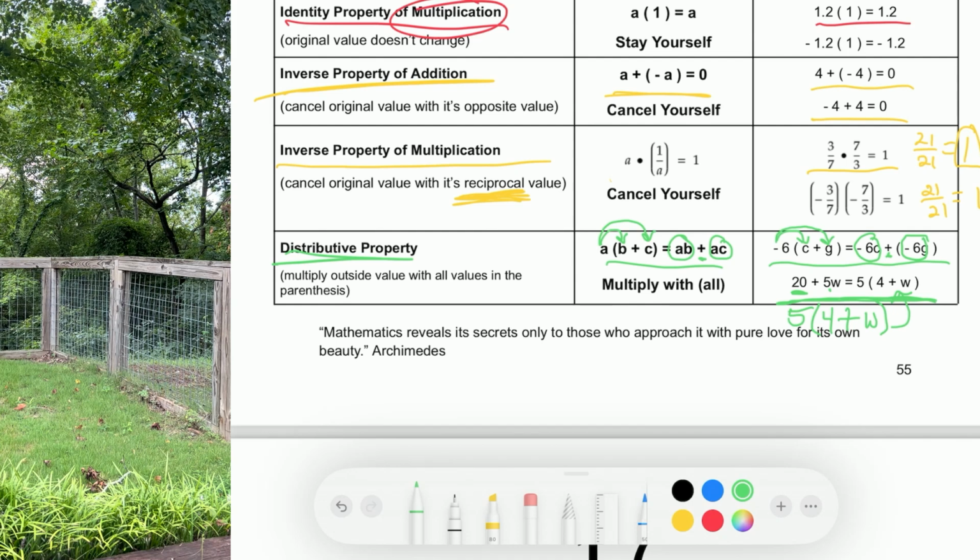So let's look at our quote. Mathematics reveals its secrets only to those who approach it with pure love for its own beauty. Archimedes.